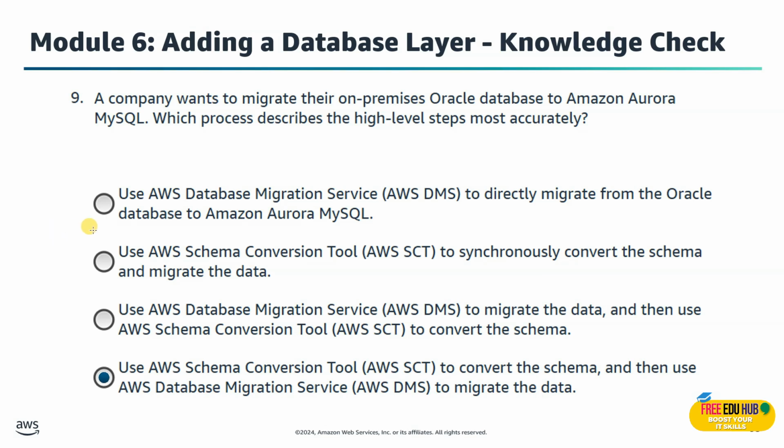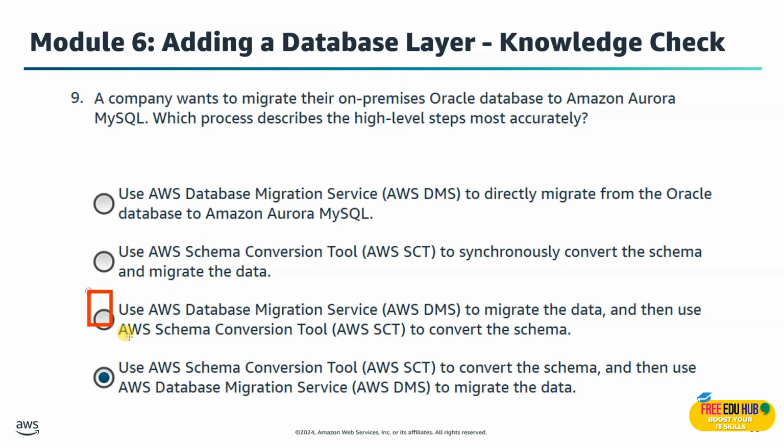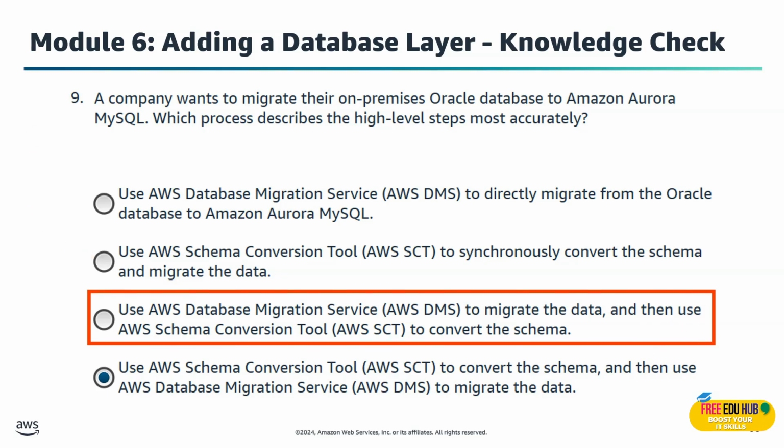The other option was to use the AWS Schema Conversion Tool to synchronously convert the schema and migrate the data. That is wrong as well, because that's totally the opposite of the definition. SCT only handles schema conversion, not the actual data transfer. Then the last option talks about using AWS Database Migration Service to migrate the data and then use AWS Schema Conversion Tool to convert the schema. This is wrong also because it is the reverse of the correct order. You can't migrate the data until the schema is ready in the new database.